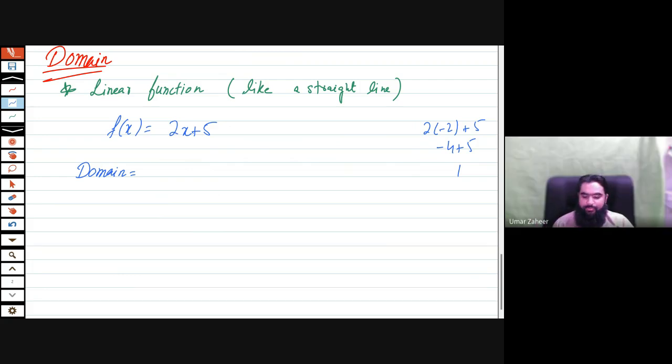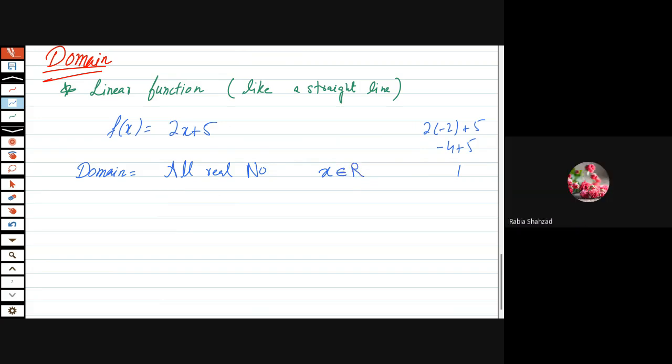No, we can substitute all the values. So the domain of this function is all real numbers. Or you can say that in set form. Sir, I didn't understand what you mean by a straight line.